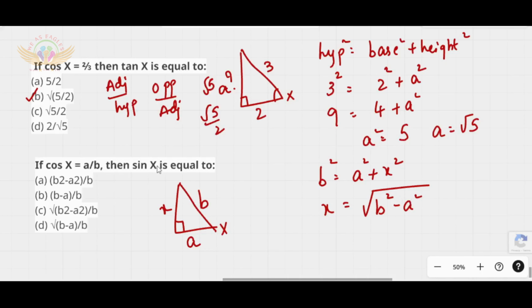Done. So we want sin x. What is sin x? Sin x is the opposite side divided by the hypotenuse. What is the opposite side here? It is x only. So root of b square minus a square divided by the hypotenuse b. So C is the option.